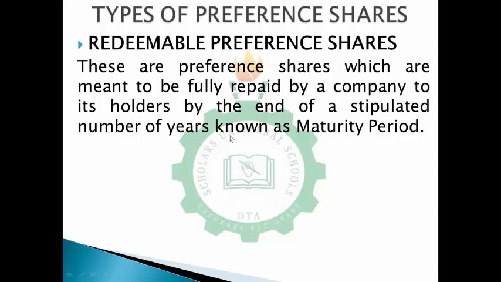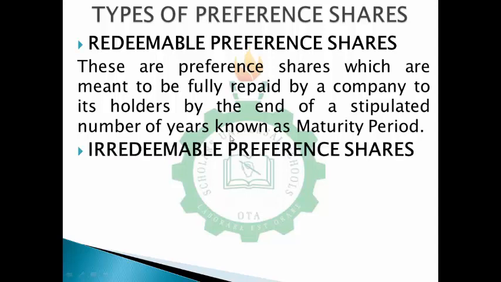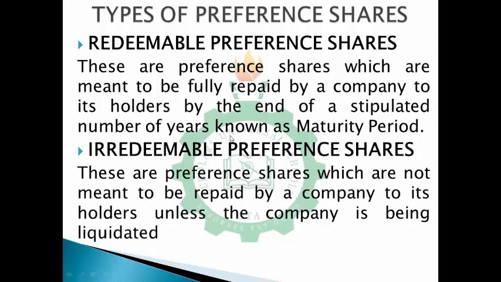So we have another type of preference shares, which is the irredeemable, from the word irredeemable, the opposite of redeemable. Now, for this kind of shares, they are not meant to be repaid by a company to its holder unless the company is being liquidated.